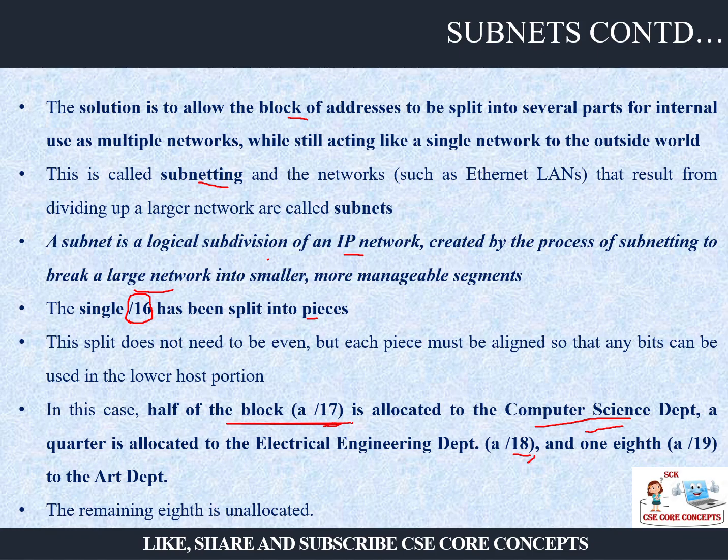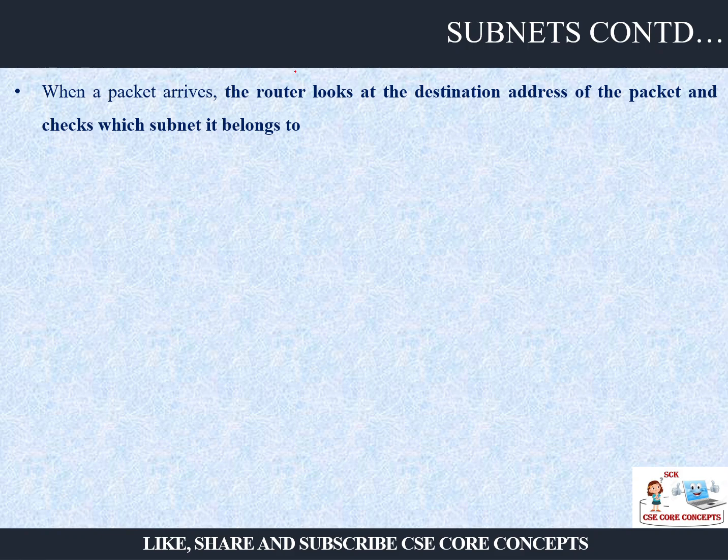Some 32,000 you are giving to the computer science department, and some 1/8 of them you are giving to the art department, and the remaining is still unallocated. So if some new department comes up with a request, you can further break it into smaller parts and assign them. So basically what happens, you have the total network. Outside it looks like a total network, right?